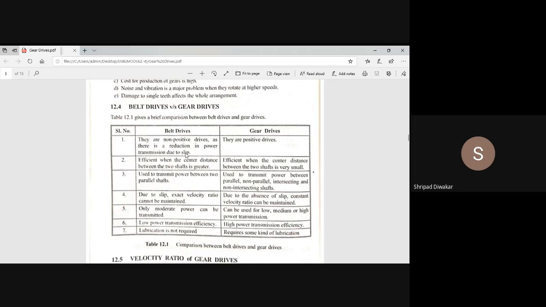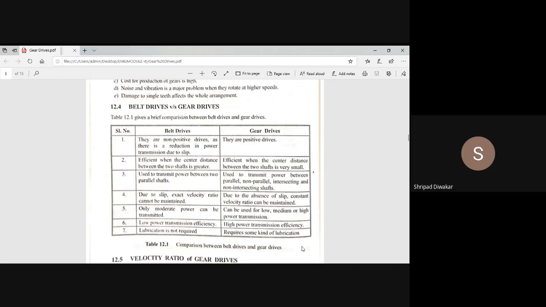Only moderate power can be transmitted in a belt drive, but a gear drive can be used for high, medium, and low power transmission. So we get low power transmission efficiency in the case of a belt drive, and higher power transmission efficiency in the case of a gear drive. Belt drives do not require lubrication, and gear drives require lubrication.